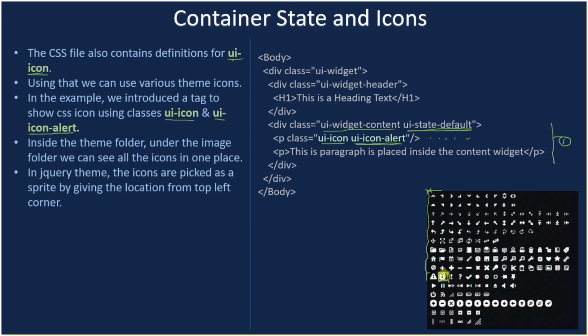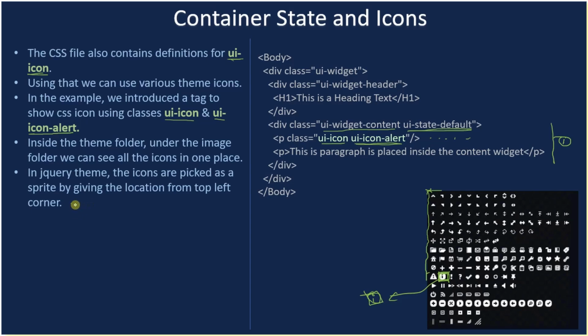So we call this a sprite. It will take this as a sprite and supply that to your document. That's the sprite. Likewise, it will pick any icon here. In the jQuery theme, the icons are picked as a sprite. Sprite means this one, a specific width and height to define an icon. Then that will be taken out by reading the pixels, and you will see a small icon that denotes the alert. In jQuery theme, the icons are picked as a sprite by giving the location from the top left corner.